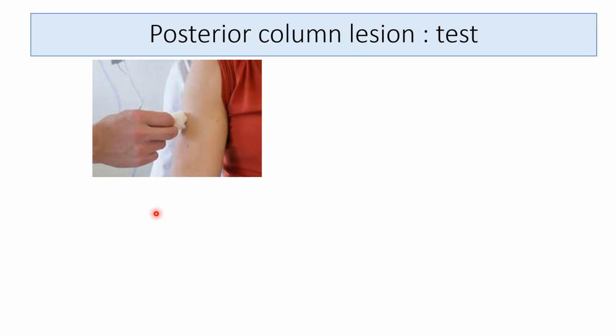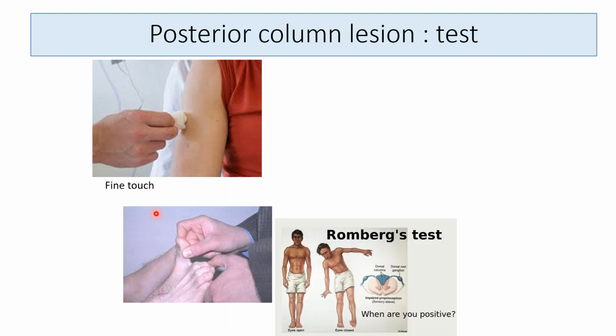Now this is how, when a patient comes, you can test for the posterior column. What can you touch for fine touch? You can touch the cotton bud for fine touch, and for proprioception, when the patient is lying down, you can move his great toe, and at a certain point you can stop and then ask the patient, where is your great toe? If he is able to answer that, that means the proprioception is intact.